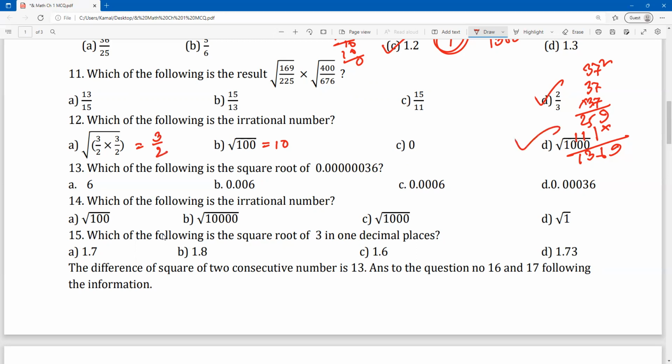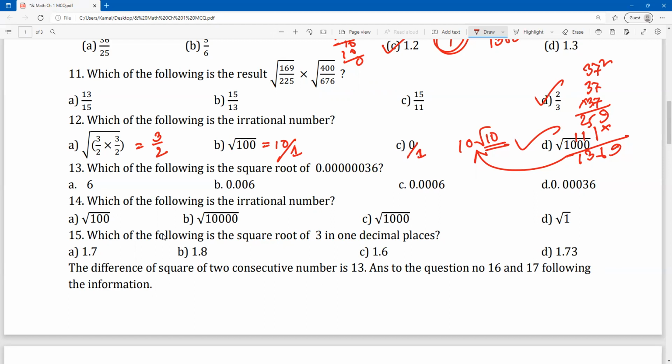If we do the square root of 1000, there will be a decimal number. Here the answer is 10 root over 10. So after doing the simplification, the square root remains. That's why this is the irrational number. All others after simplification are fractions or whole numbers. Definitely a whole number we can convert into a fraction, no problem. So only this number we cannot convert into a fraction. This is the correct answer.